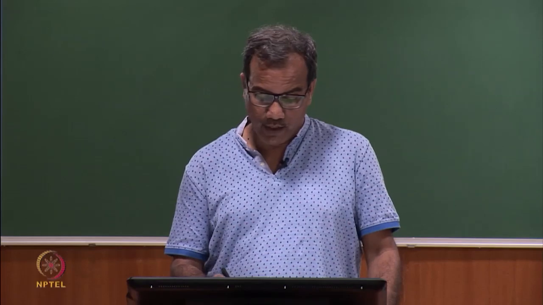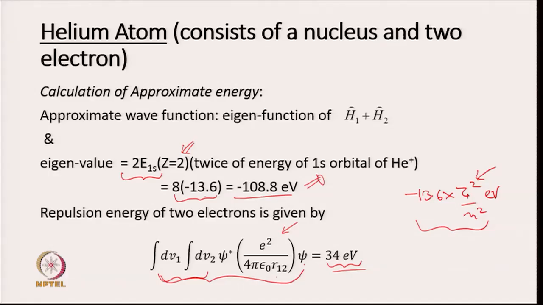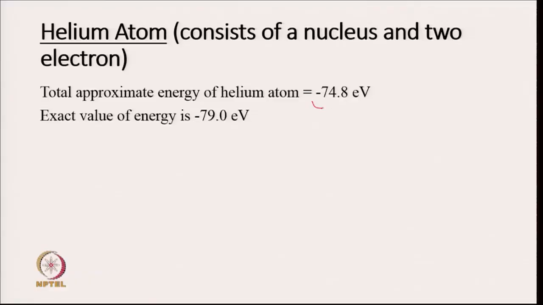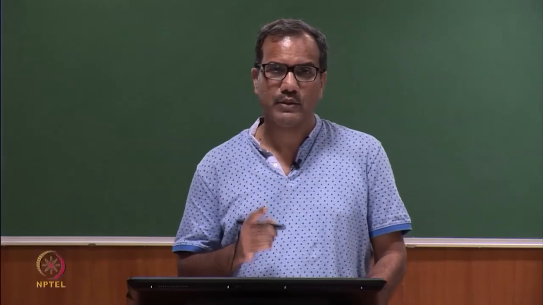Now, we have already calculated the energy which does not include the repulsion energy between the two electrons. And now, we have calculated the repulsion energy between the two electrons. So, we are going to add them up to get the total energy. And when we add them up, what we will get is minus 74.8 electron volt. And this is quite close to the exact value of the energy, which is minus 79.0 electron volt. So, this is the first method to calculate the approximate energy of the helium atom.